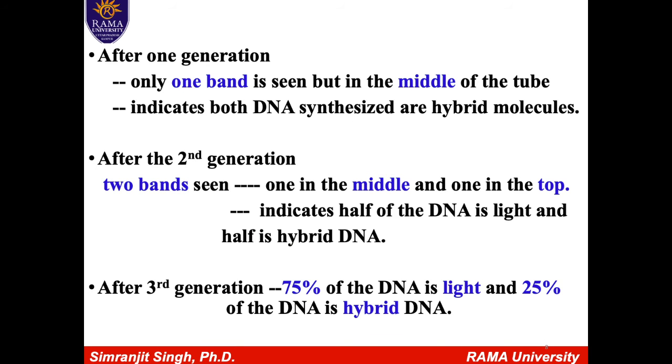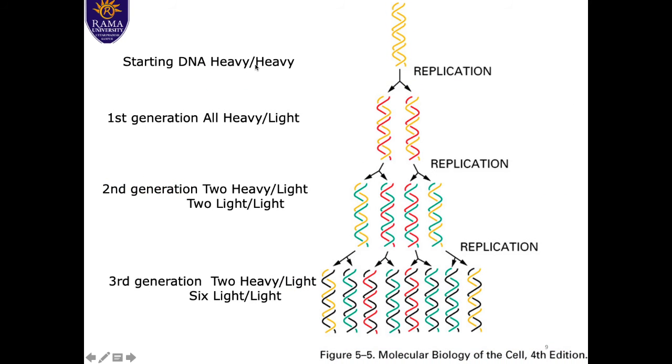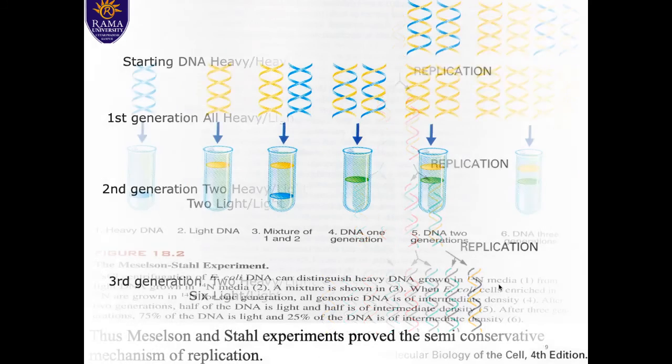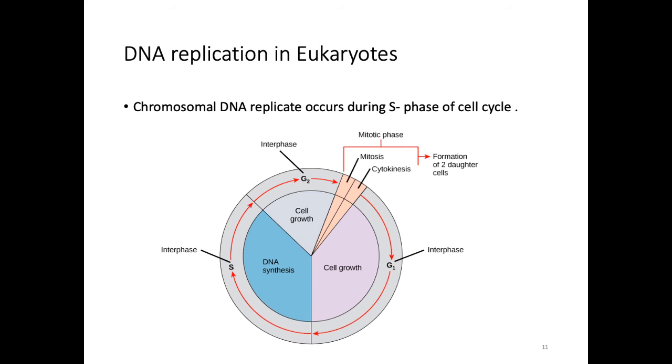So what we have seen is that after the first generation, one band is seen in the middle of the tube, which indicates that the synthesized DNA is all hybrid molecules. After the second generation, two bands are seen, one in the middle and one on top, indicating half of the DNA is light and half is hybrid DNA. After the third generation, 75% of the DNA is light and 25% is hybrid DNA, and so on. So this is your starting heavy DNA, this is the first generation, all heavy and light, and this is the second generation, two heavy-light, two heavy-light. The same thing we have discussed keeps going on the same way. It's the same experiment.